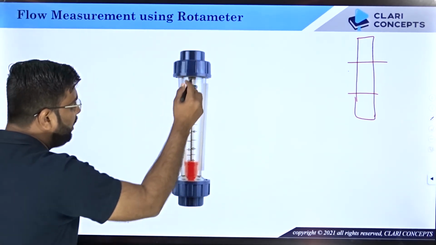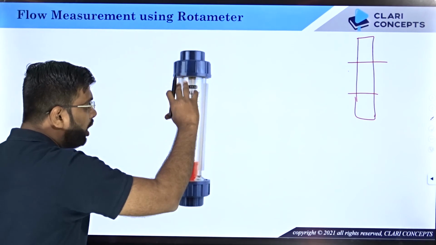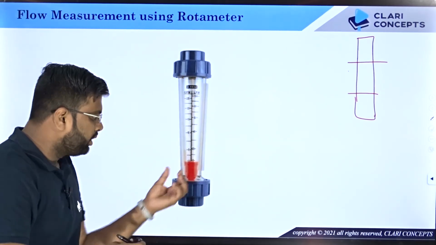Now if you see a rotameter, there is a scale given to you. And in the rotameter there will be a float. This is called a float.